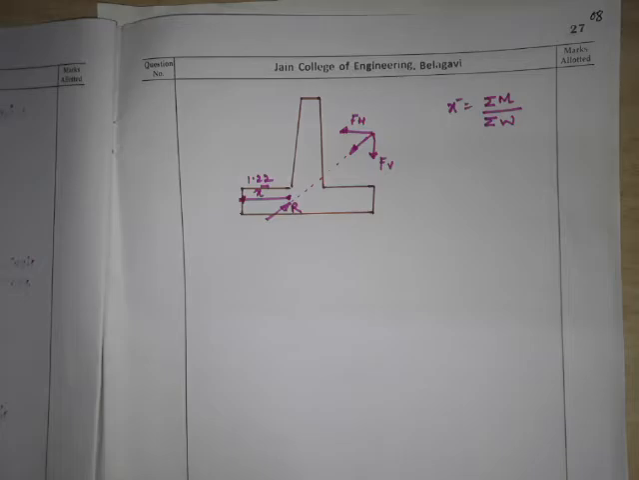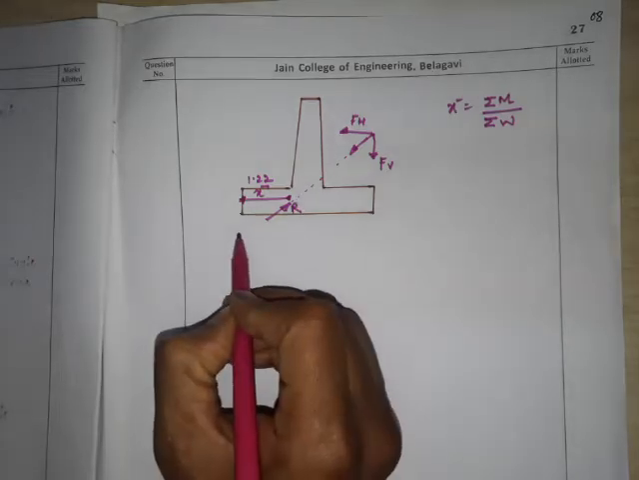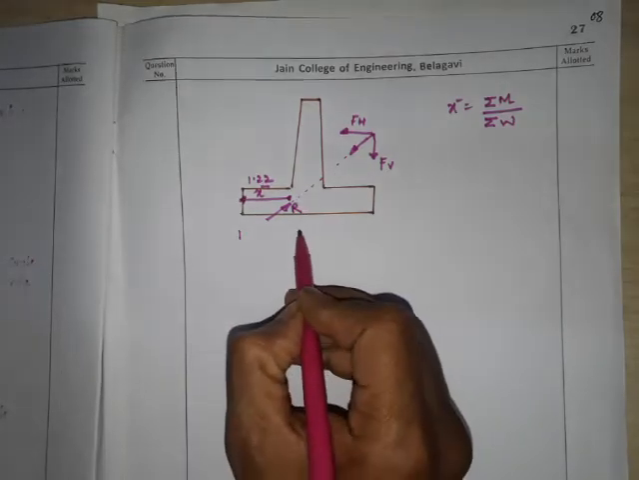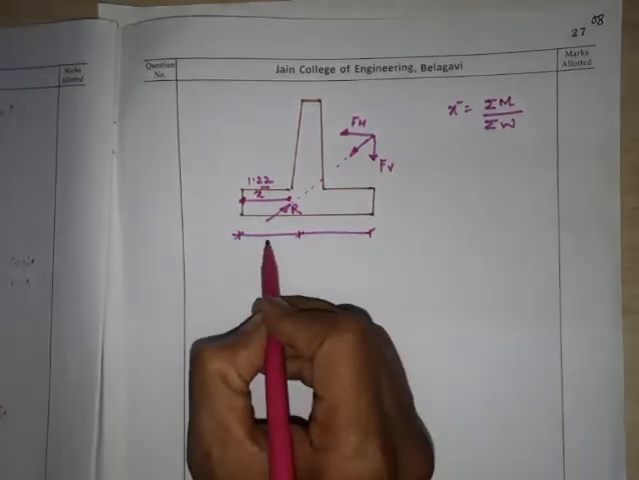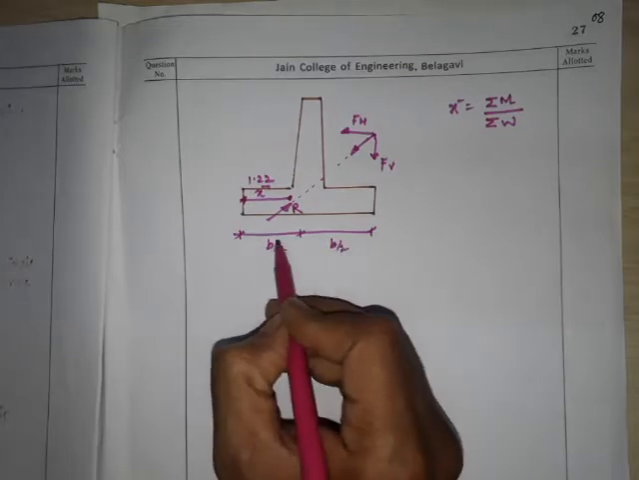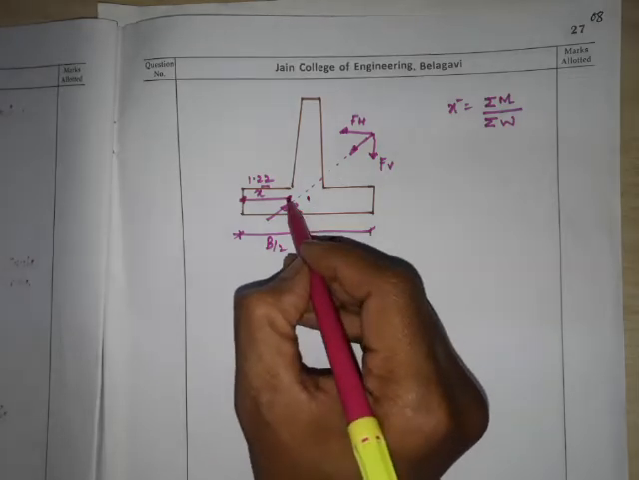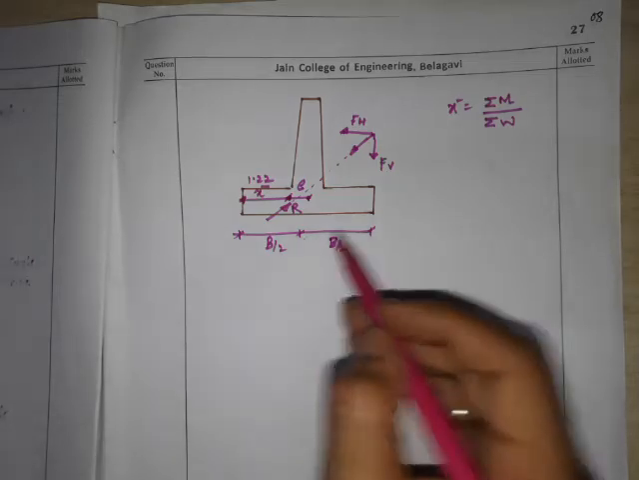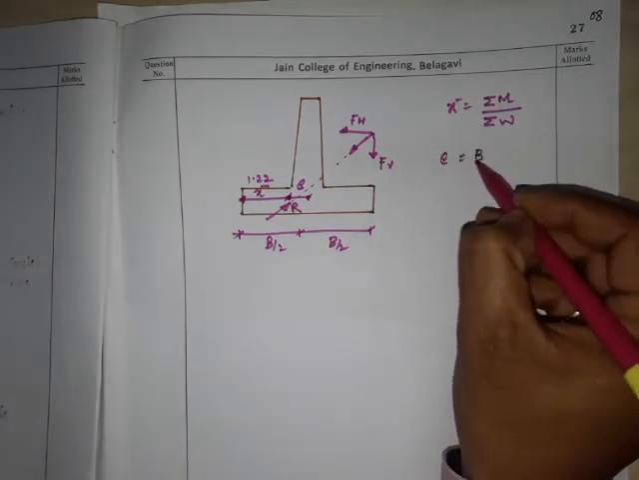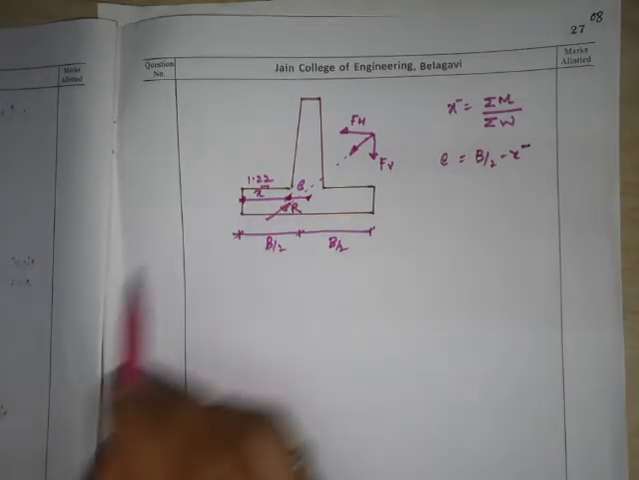1.22. Okay, and the eccentricity is nothing but, so we have got the centroid here, so it will be B by 2 and B by 2. So here it will be somewhere here. So this is nothing but E. Are you getting? So we have calculated E is equal to B by 2 minus x bar. Correct? We have got E, the eccentricity.